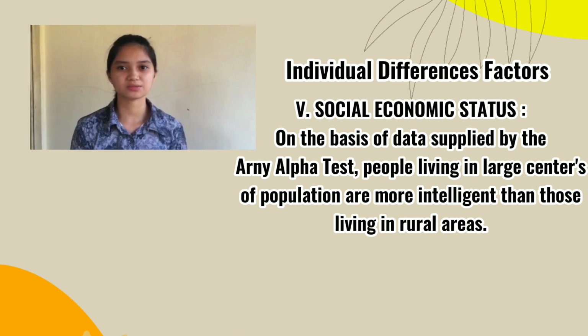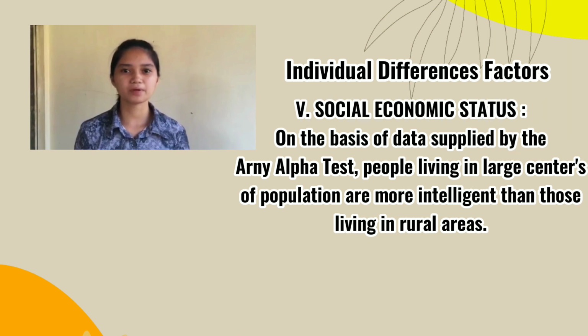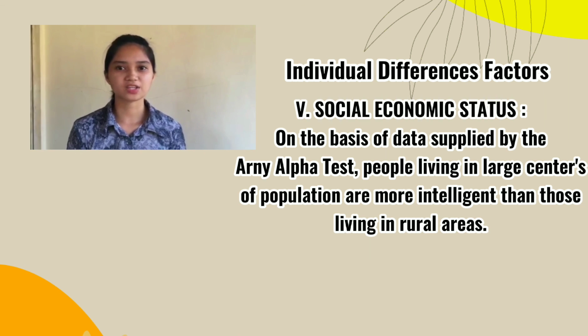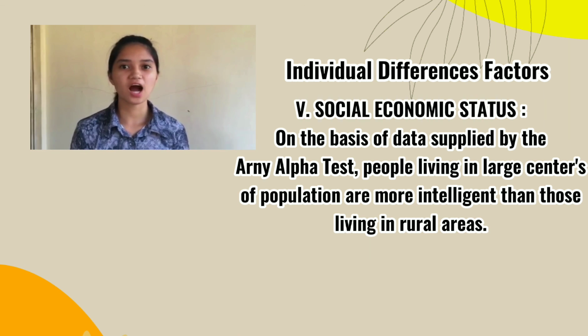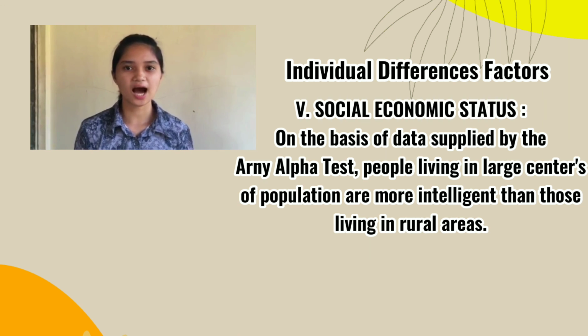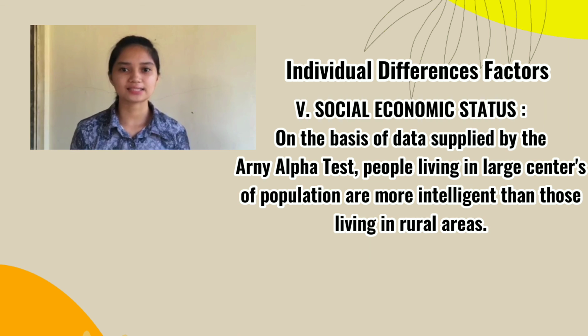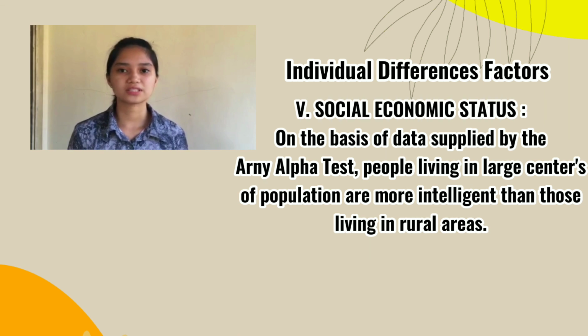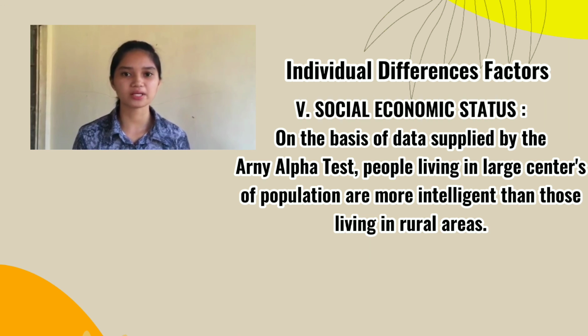Number 5. Social and economic status. On the basis of data supplied by the Army Alpha Test, people living in large centers of population are more intelligent than those living in rural areas. Higher intelligence is found along with better educational facilities. Higher intelligence likewise exists in those states which rank high in their economic condition. There exists a close relationship between occupational, socio-economic condition and the general level of intelligence.